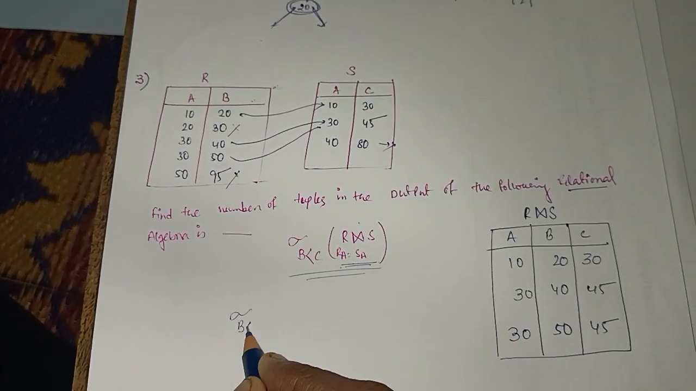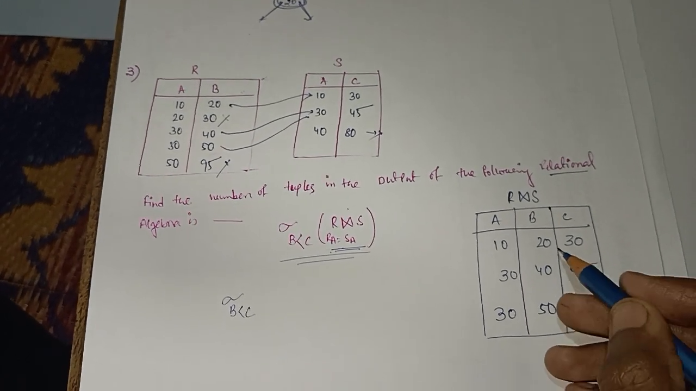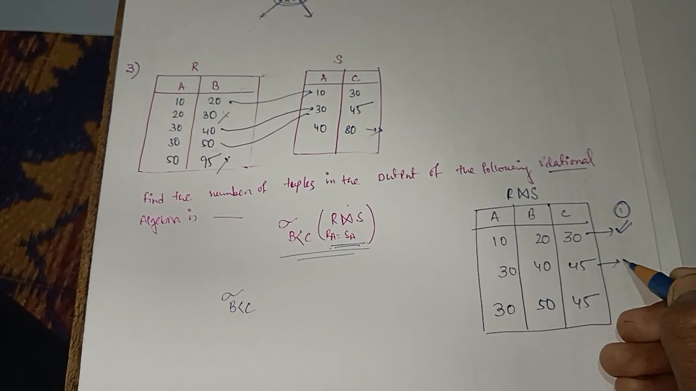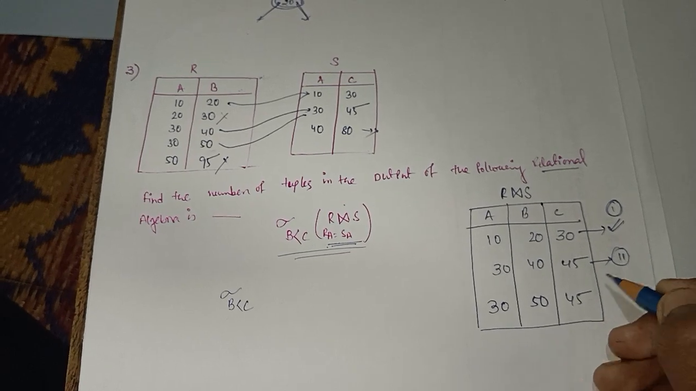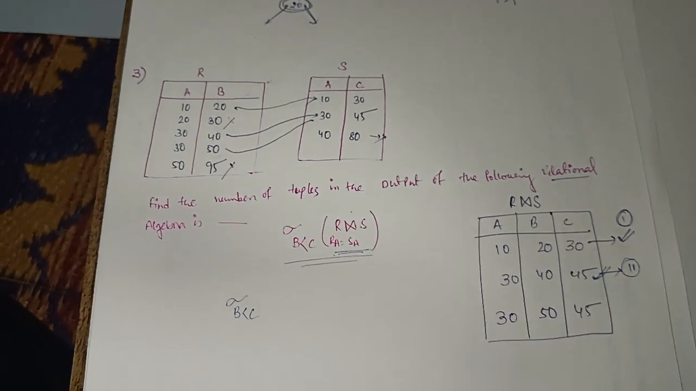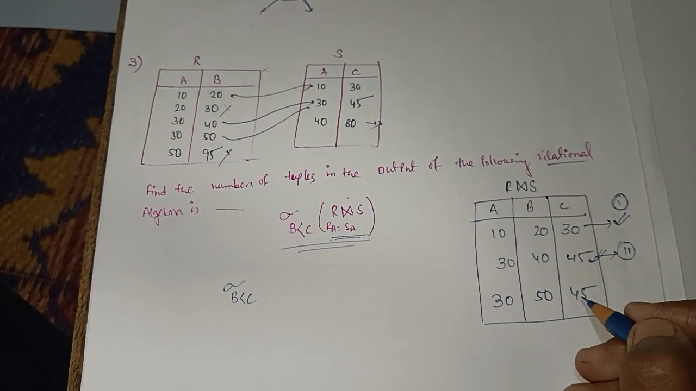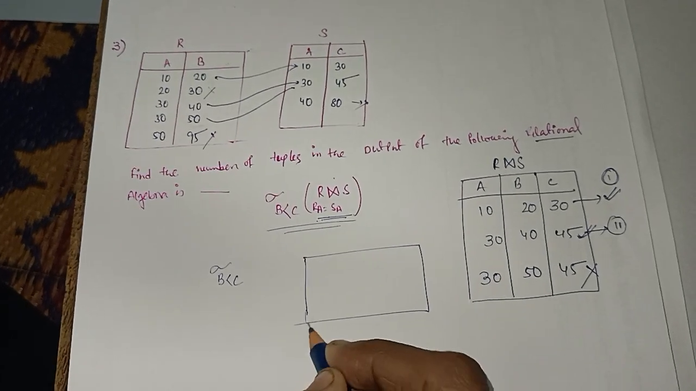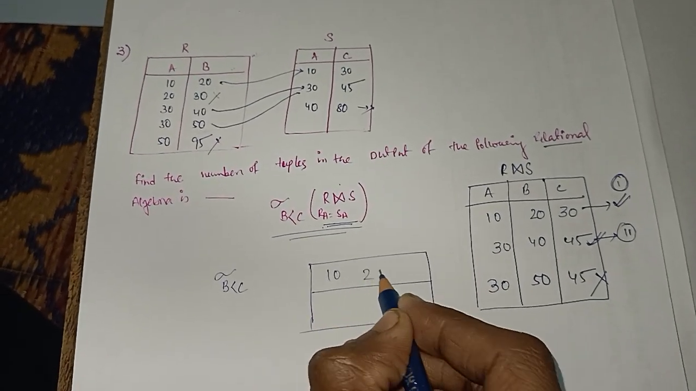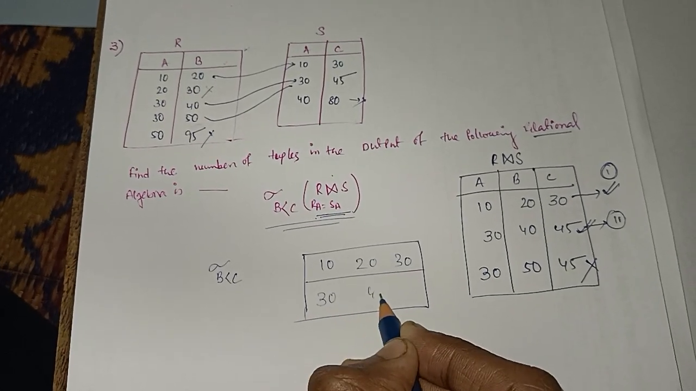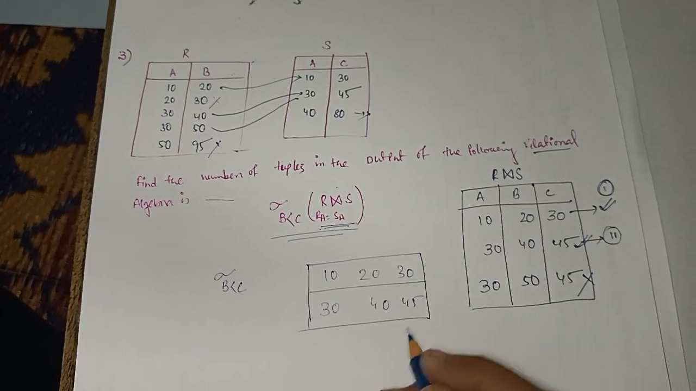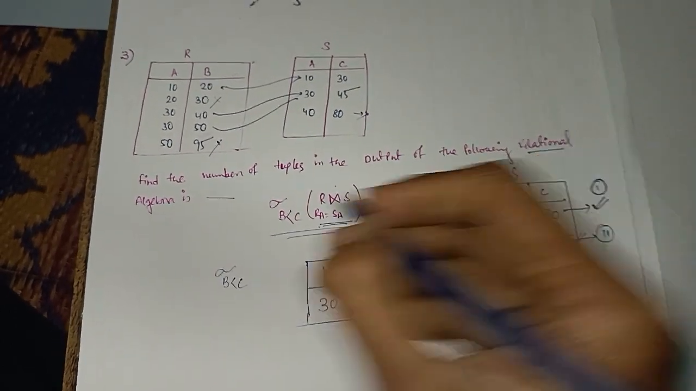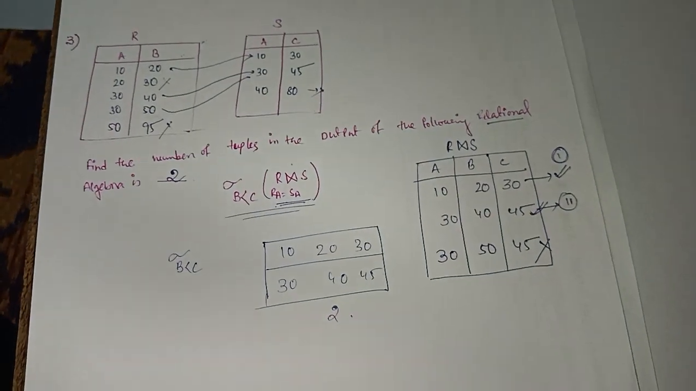So if we apply the condition that B is less than C, this row satisfies the condition, so we get one tuple. Also the set condition is being satisfied, so we take this row as well. But here B is greater than C, so we are not taking this. So from this we get two rows as output: 10, 20, 30 and 30, 40, 45. So we get two tuples, or two rows. The number of rows is two, so the answer of the given question is 2.